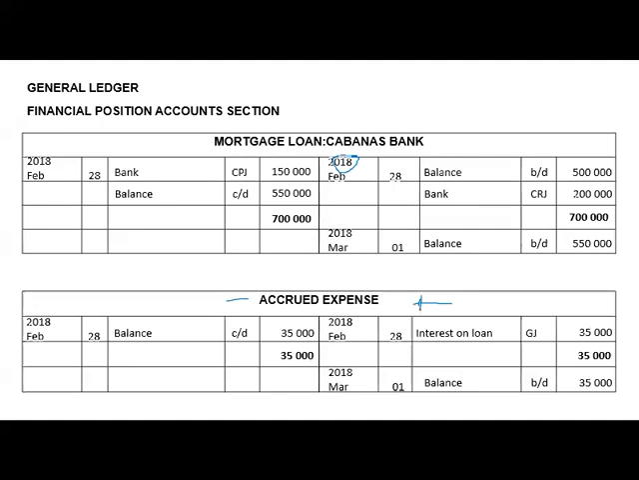What else did I give you guys there? Interest on loan. So I only gave you those two.